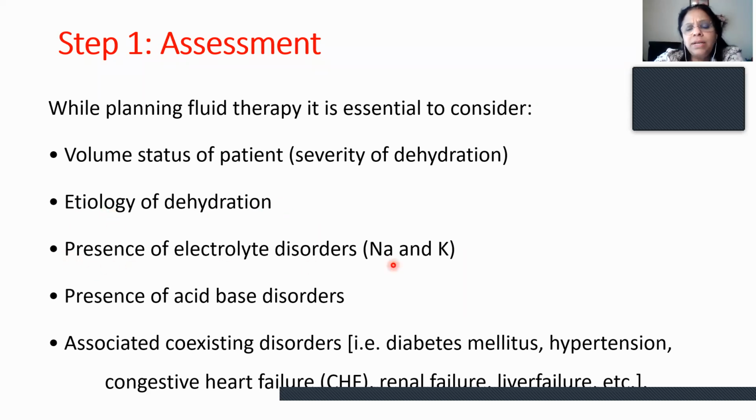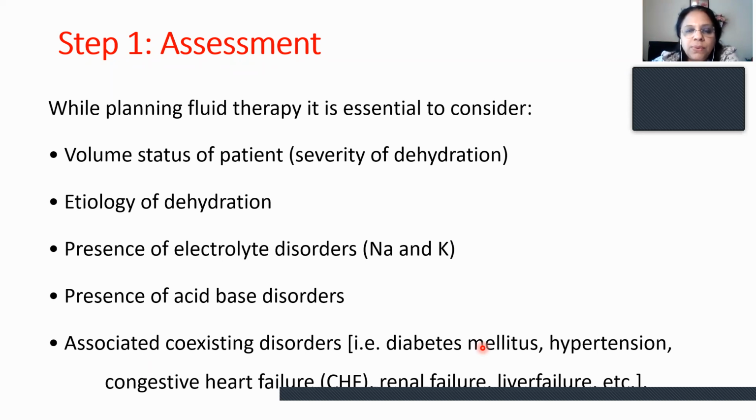And the presence of electrolyte disorders, if so, you need to think about the sodium and the potassium, and the presence of acid-base disorders also you need to think about. Also, the patient may have associated coexisting disorders like diabetes, hypertension, things like that. If the patient is already a diabetic, that person's fluid balance could be not the same as a non-diabetic patient coming into the same situation, right? For a patient who is hypertensive, we know the level of blood pressure may be different to what a normotensive patient needs, like that.